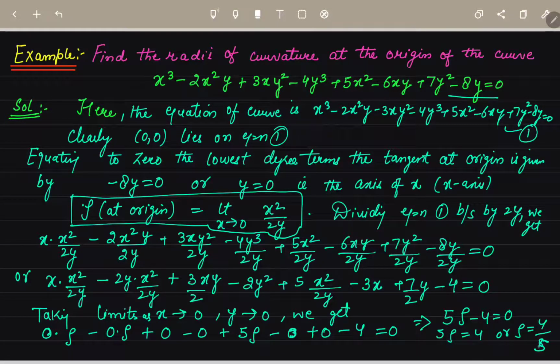So it is very simple. You have to follow the steps for finding the radius of curvature. So rho is equal to 4 by 5 is basically the radius of curvature at the origin for the above curve.